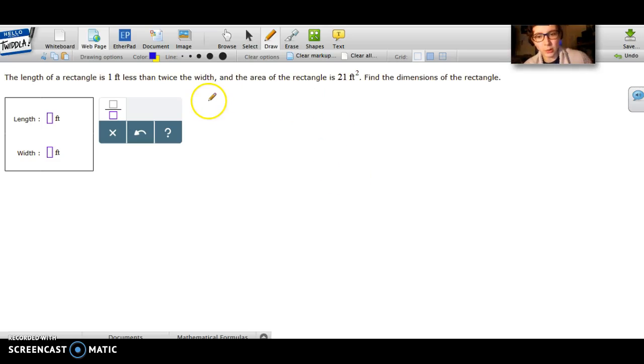So I'm going to go over question 1 from 6.8. Question 1 says, the length of a rectangle is 1 foot less than twice the width, and the area of the rectangle is 21 feet squared. Find the dimensions of the rectangle. So what we're going to do first, I always like to draw pictures first.